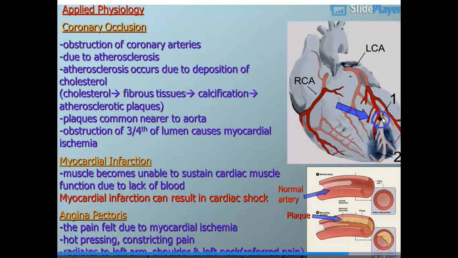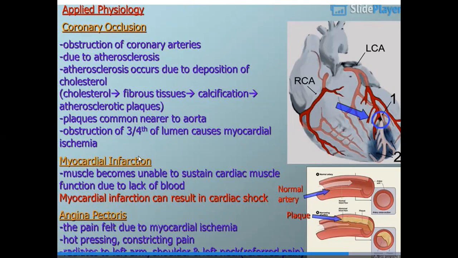If it blocks 3/4 of the lumen, or the opening of the blood vessel, it will lead to what we call myocardial ischemia. Now, if maybe only 1/4 of the lumen is blocked, you might not suffer myocardial ischemia. But when 3 out of 4 parts of the pipe, or the lumen of the blood vessel, is blocked, then you will have myocardial ischemia. So ischemia simply means lack of blood supply. So here, this white part shows that blood is not reaching this part of the heart.